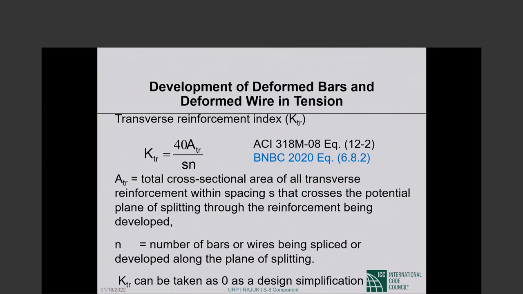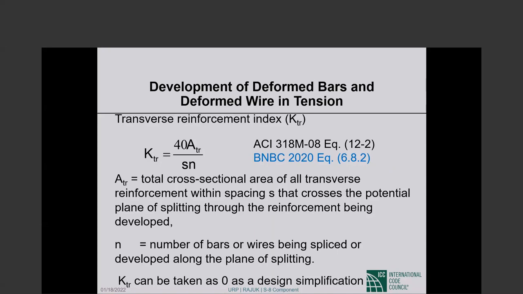So, total cross-sectional area of all transverse reinforcement within spacing S that crosses the potential plane of splitting through the reinforcement being developed. N is the number of bars or wires being spliced or developed along the plane of splitting. This is very important. Not all the bars that there are, but the ones that are being developed or spliced. That is extremely important. K sub TR can be taken as 0 as a design simplification, a simplification we use surprisingly often, I would say.